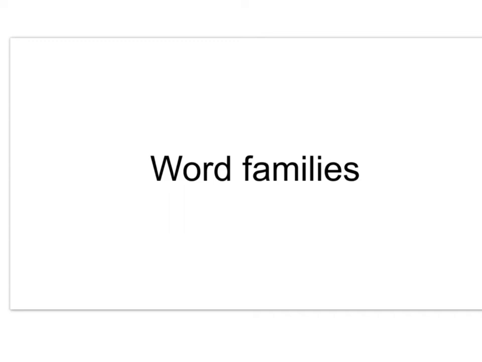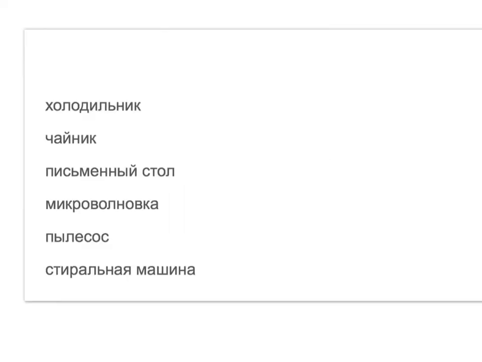In this video, we're going to talk about word families. In Russian, word parts can be very useful in telling you some information about the meaning of the word. If you see a word that looks like it has part of a word that you know in it, there's a good chance that they are related and have a similar meaning.